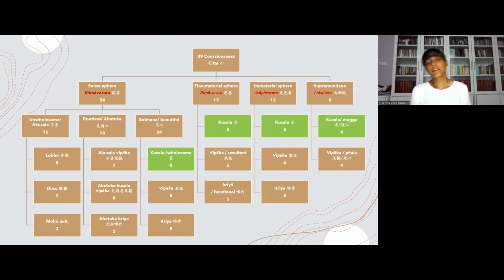This is a slide again giving the 89 chittas, and what I have got in green are the wholesome chittas, or the kusala. So from the Kamavachara, there are 8 kusala, Rupavachara there are 5, and Arupavachara there are 4, and Lokuttara again 4. So altogether there are 21 kusala chittas among these 89 chittas.